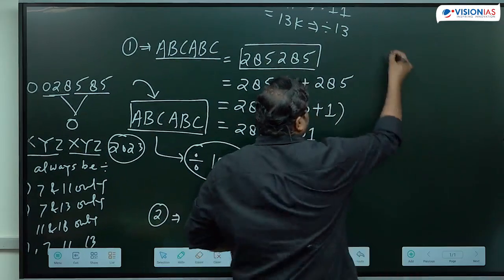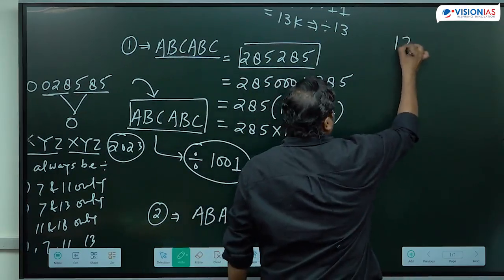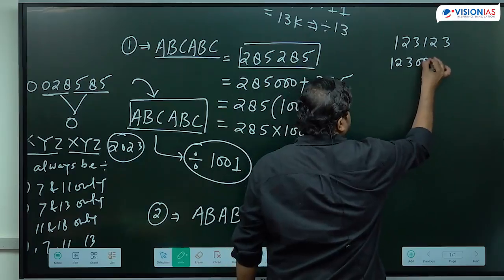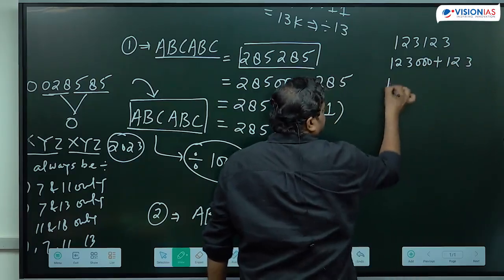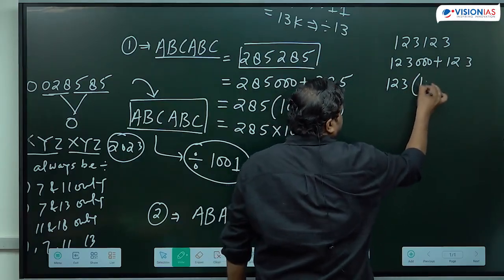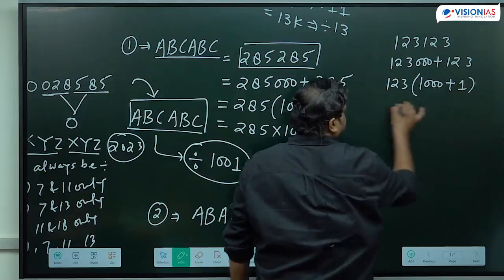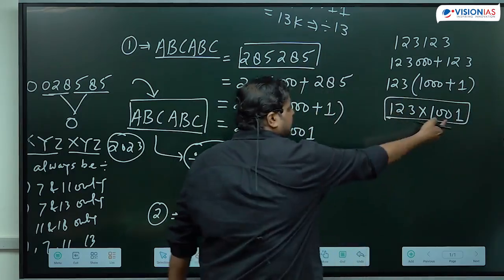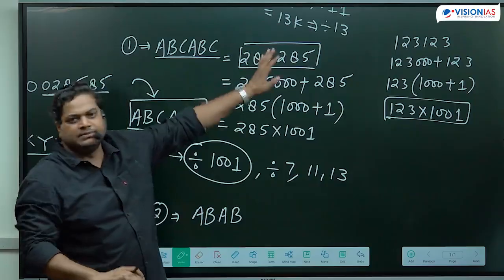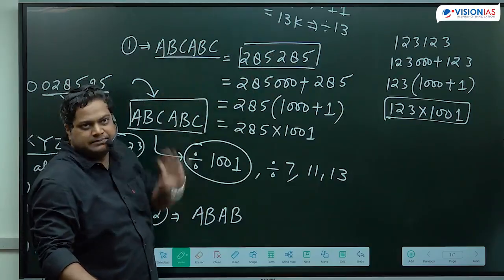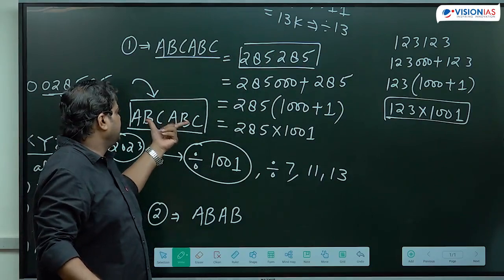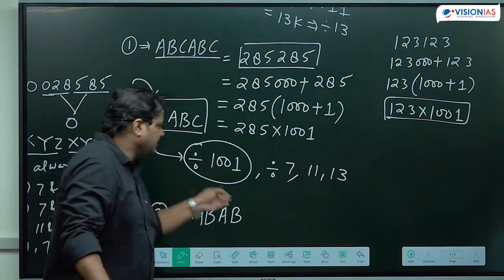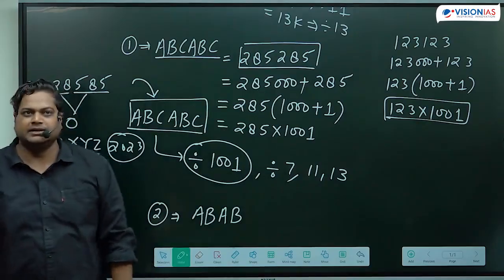Like if I take 1 2 3 1 2 3. We can write 1 2 3 0 0 0 plus 1 2 3. We can take 1 2 3 common, bracket में 1000 plus 1. 1 2 3 into 1001. This 1001 will come for each number which is written in this form ABC ABC. That is why we are saying if a number is written in this form ABC ABC, this will always be divisible by 1001. And the factors of 1001, that is 7 11 13.